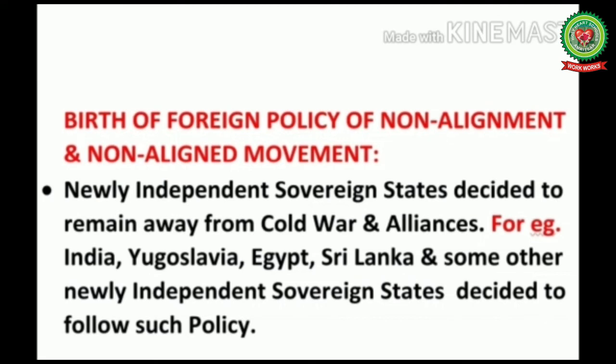In the era of Cold War, the new sovereign states decided to remain away from the Cold War and the security alliances of both the superpowers. The states like India, Yugoslavia, Egypt, Sri Lanka, and some others decided to follow such policy. This came to be known as the policy of non-alignment.